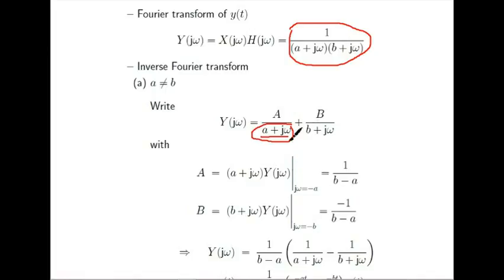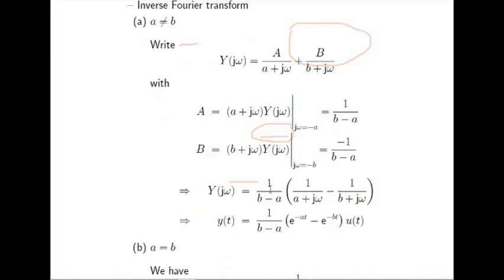Here you can see that I have multiplied (a + jω) with Y(jω), and I have put jω equal to minus a. So I will get capital A equal to 1 upon (b minus a). Similarly, I get capital B equal to minus 1 upon (b minus a). So Y(jω) will be 1 upon (b minus a) times [1 upon (a + jω) minus 1 upon (b + jω)]. And these are the Fourier transforms of e^(-at)u(t) and e^(-bt)u(t). So if I take the inverse Fourier transform, I will easily get this.